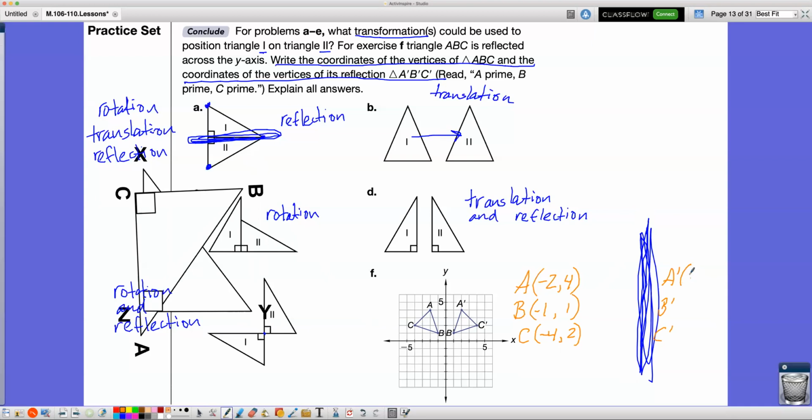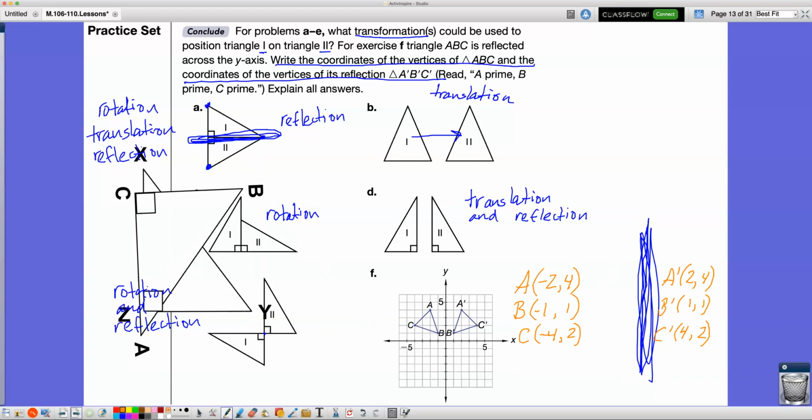For A prime, you should have gotten 2, 4. For B prime, you should have gotten 1, 1. And for C prime, you should have gotten 4, 2.